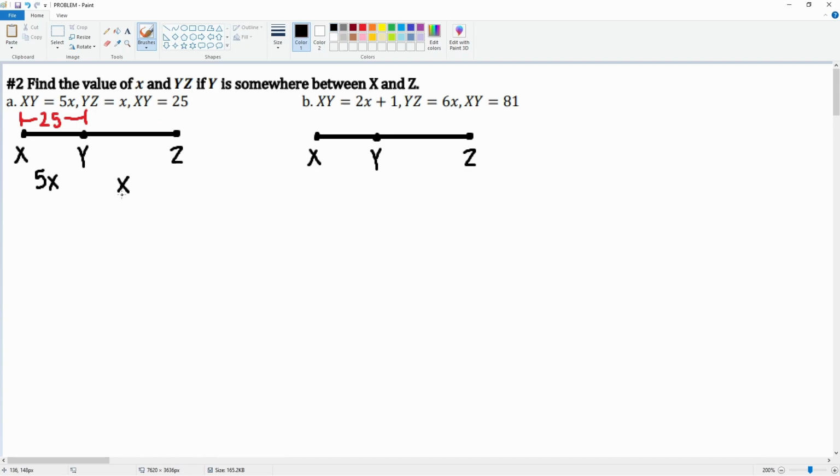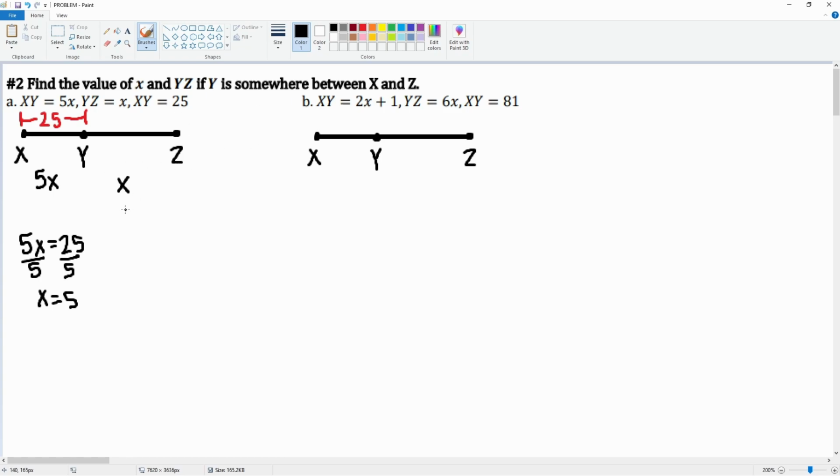So let's try to get x. Well, we can set up this equation. 5x is equal to 25 because xy is 5x and xy is also 25. If we divide 5 to both sides, we get x is equal to 5. That is the x value.